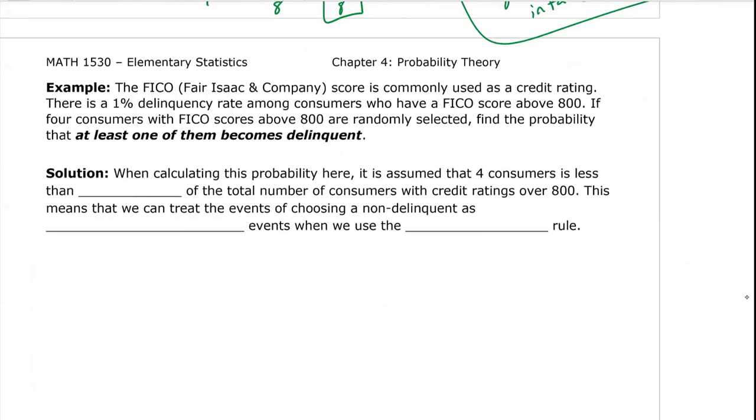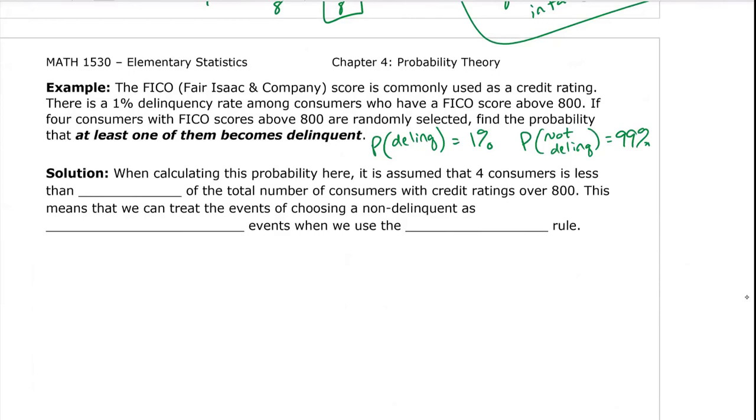Now, it does tell us in the problem that the probability of delinquent is 1%. It doesn't tell us what's the probability of not delinquent, so you have to use that information right there to get not delinquent, which we will eventually need in the problem. Okay, that means there's going to be a 99% chance of not delinquency. And we'll get to where that's going to come in a second.